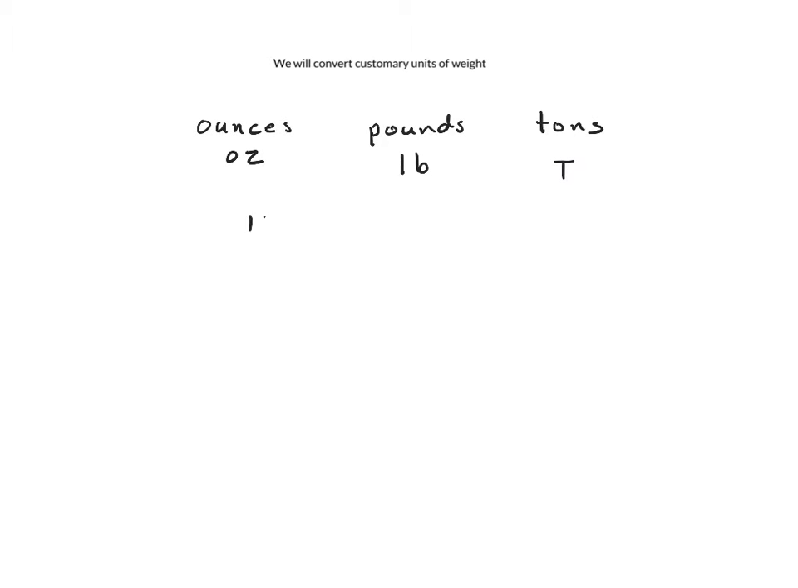Now 16 ounces equals 1 pound. And 2,000 pounds equals 1 ton.